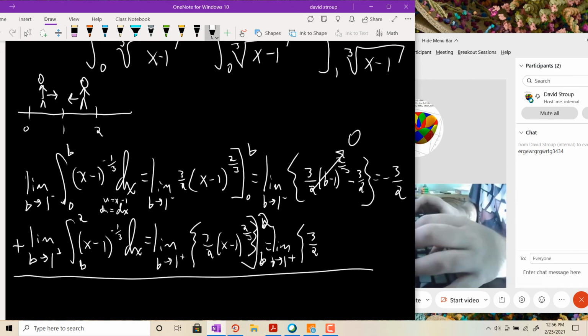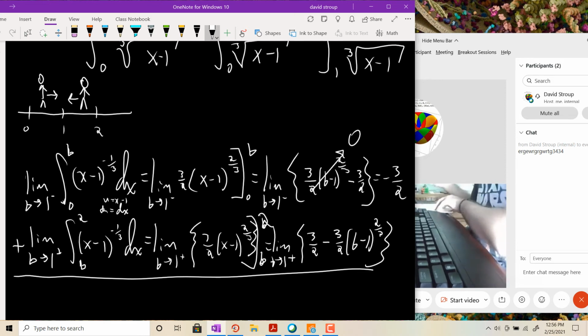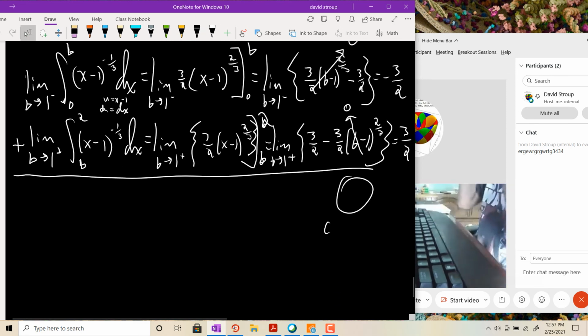So that would be just times 1. 2 minus 1 is 1. 1 to the 2/3 is 1. And then minus, plug in the b value. So that would be 3/2 times b minus 1 to the 2/3. Again, when you plug in 1 for b, this part will just go to 0, and you'll be left with 3/2. Then if you add them together, you end up with 0. Okay, and that's your answer, and it is convergent.